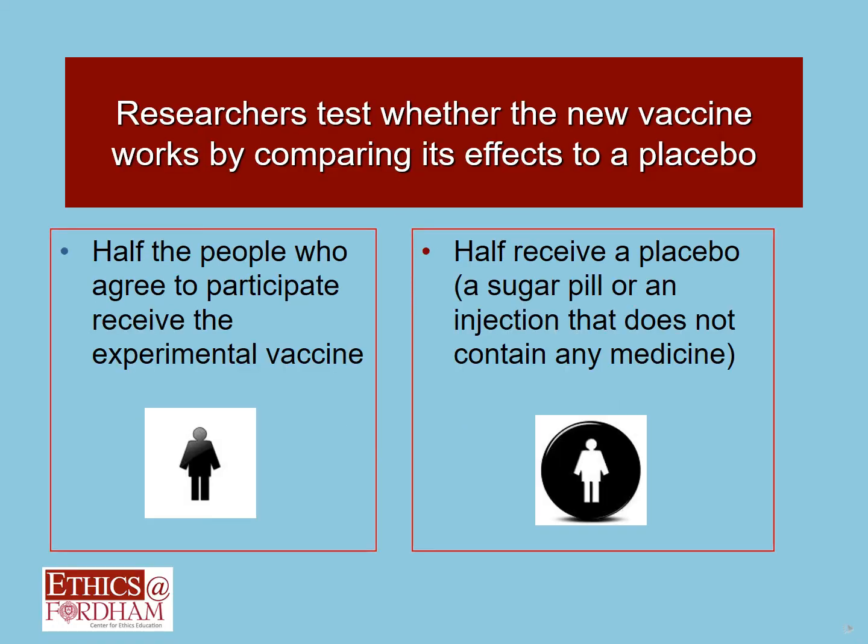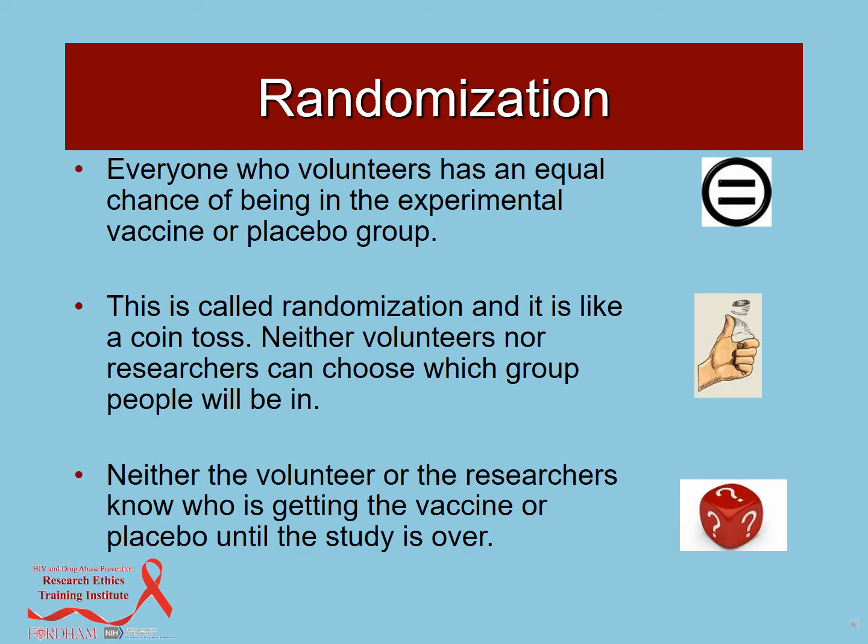Researchers test whether or not the new vaccine works by comparing its effects to a placebo, right? So we explained what the two sides were going to be, a fake drug versus a real drug. We explained randomization, that everyone who volunteers has an equal chance. This is called randomization. It's like a coin toss. So explaining all those things that we take for granted, and neither the volunteer nor the researchers know who is getting which, right? So we're trying to explain the blind to them.